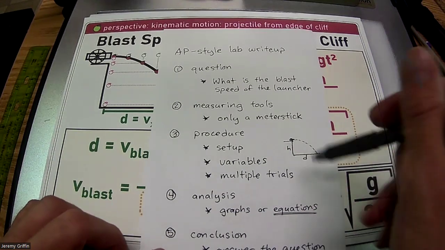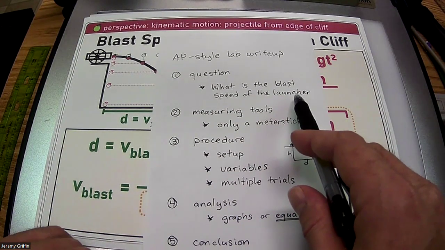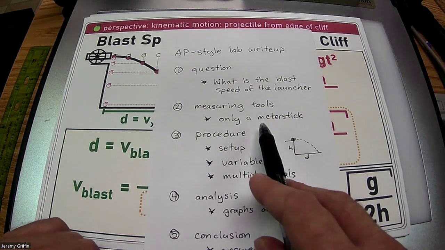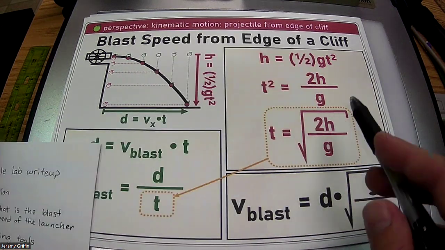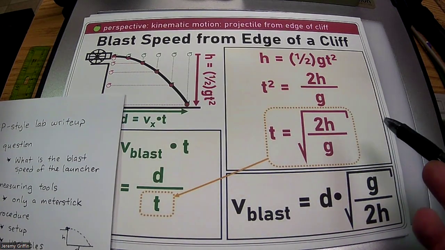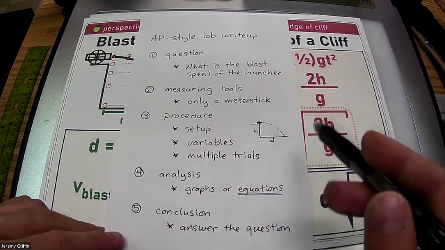All right, so here's what you're looking for. The question is, what is the blast speed of the launcher? So that's the same question for everybody. I'm going to give you only one measuring tool, a meter stick. That's all you get. Okay, you don't get a stopwatch, nothing like that. You're allowed to know the gravity field, so you're allowed to know that. But you don't get a stopwatch. You're only allowed to use a meter stick.